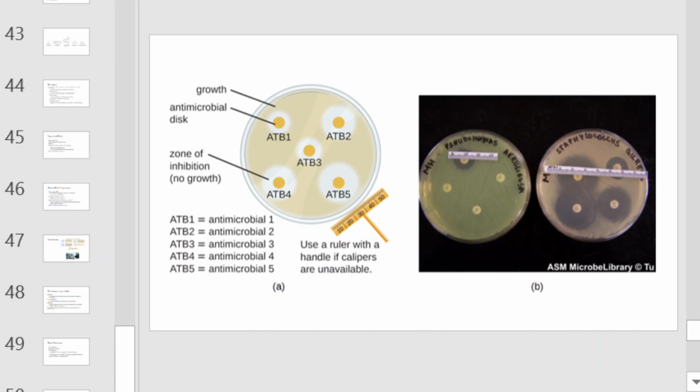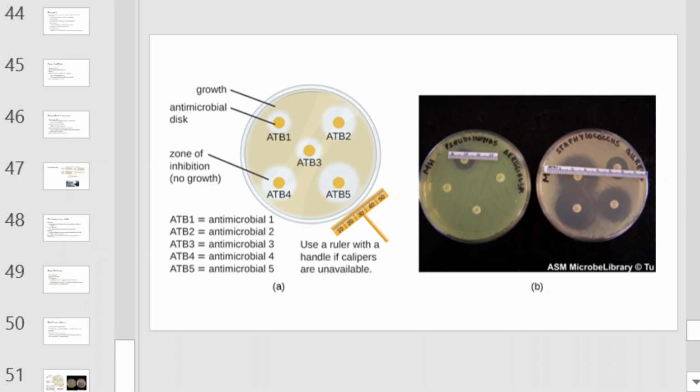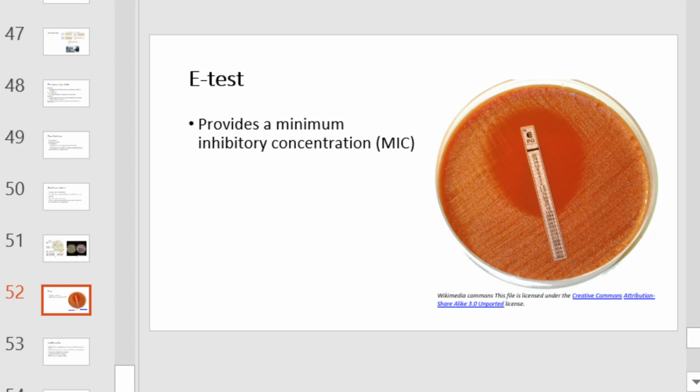This is an illustration of the diffusion method. Notice the white or clear areas around each yellow disc. The greater the zone of inhibition, the more effective the treatment. E-tests provide a minimum inhibitory concentration.